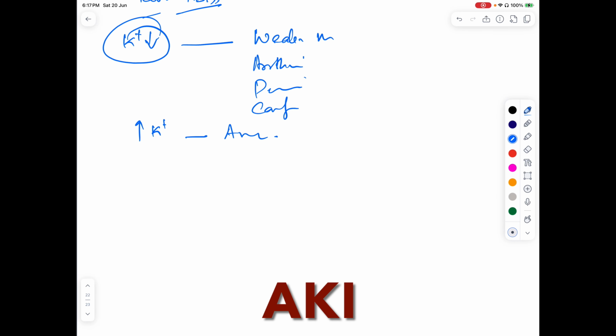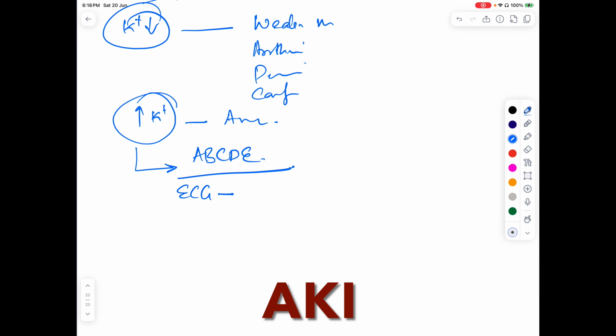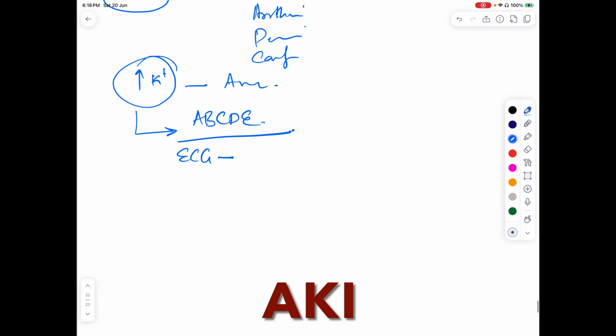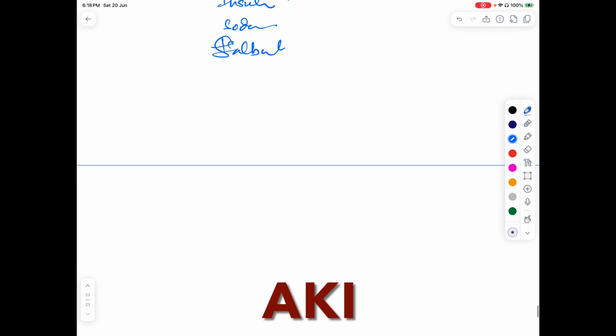So if the potassium is increased, the first thing you do, it's an emergency: A, B, C, D, E, and then you need cardiac monitoring, ECG. So it depends. More than 6, that is severe hyperkalemia, you give calcium gluconate 10%, 10 ml in 10 minutes. Insulin, soda bicarb, salbutamol, calcium gluconate, and hemodialysis. If the patient is confused, dementia, how will you consent for dialysis?